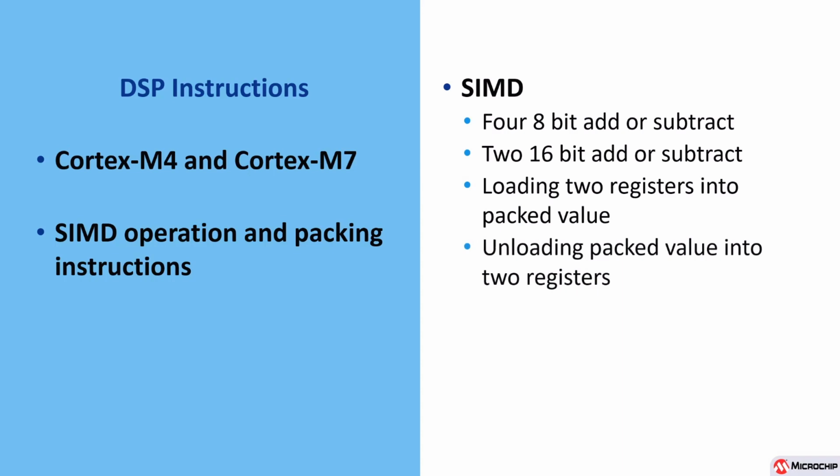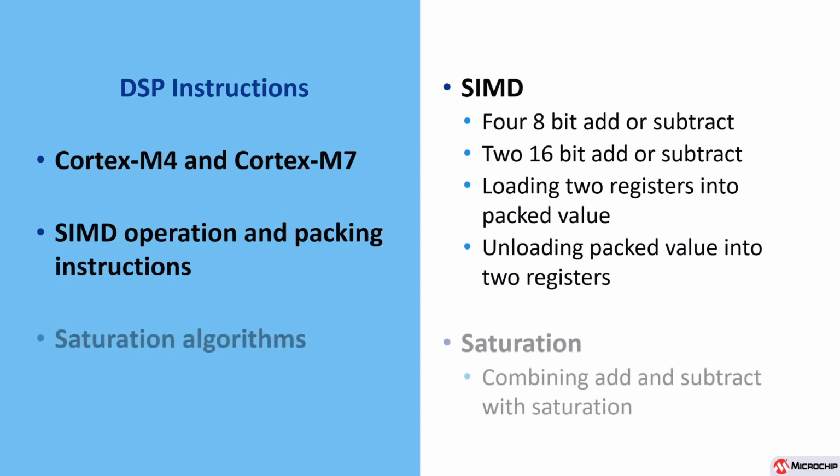The other major area for DSP instructions is around saturation algorithms. Really that comes down to the combination of add and subtract with saturation in a single instruction. All of the Cortex Ms have the ability to saturate as an instruction, both signed and unsigned values, but this then combines the operation. So if I add 2 numbers together and there is an overflow, instead of wrapping around, they'll actually cut off and saturate. So again, that increases the throughput of your math operations.